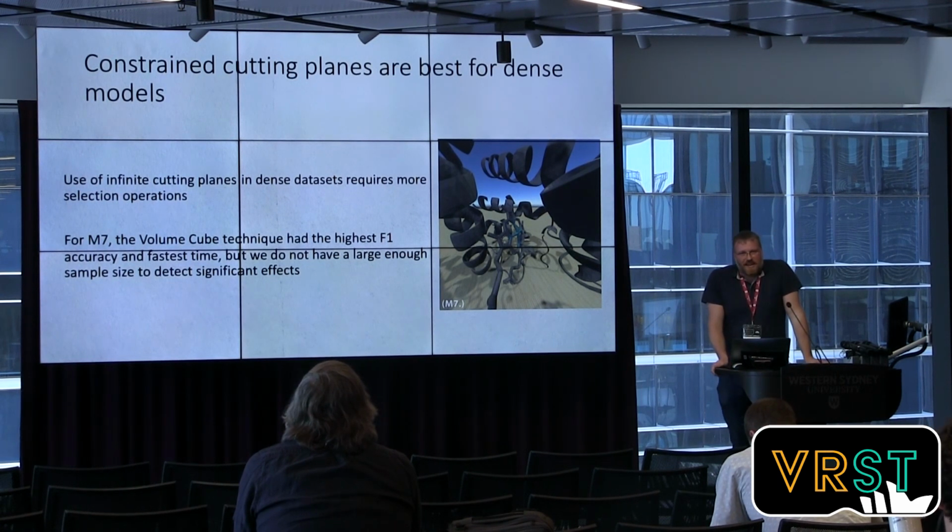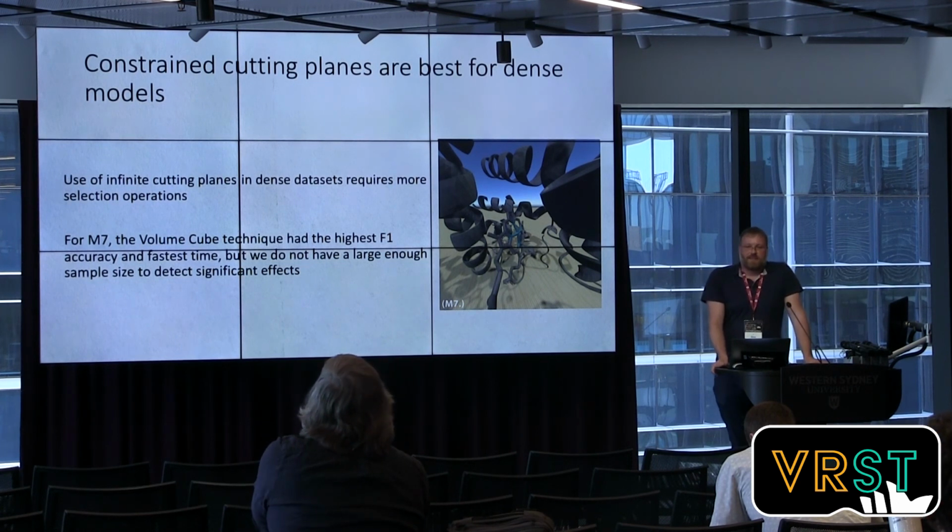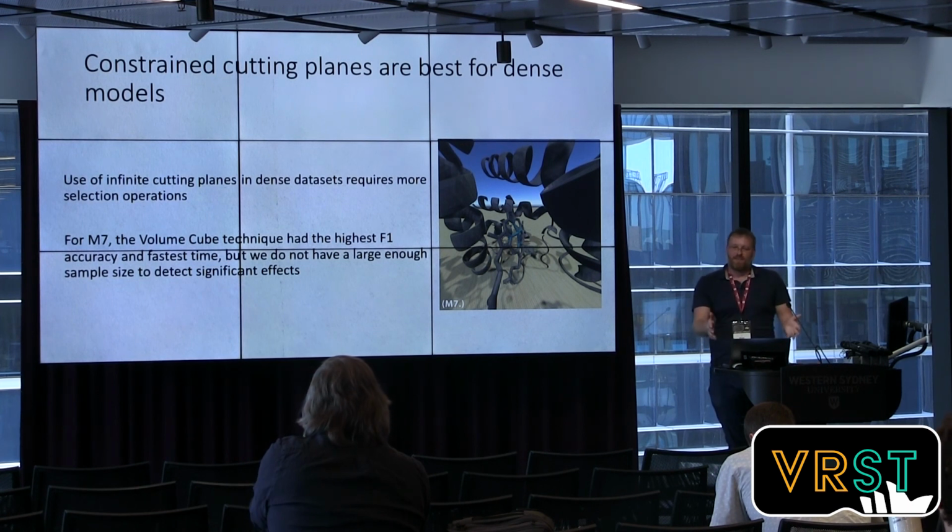But the box actually does have some advantages. So for our last model, the real-world molecule example, we found that volume cube actually had the highest accuracy and fastest time for that model. And that's likely because its cutting planes are really constrained by the edges of the box. And you can see it right in front of you.